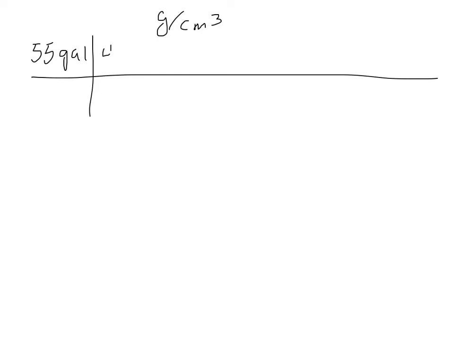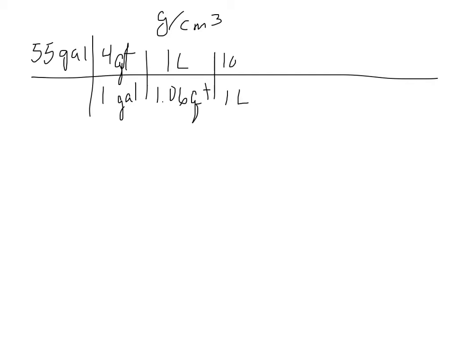So the first several steps here is converting from gallons to centimeters cubed. So we can do this by saying that there are 4 quarts, sorry, that's a Q, in 1 gallon, and there are 1.06 quarts in 1 liter, and then in 1 liter there are 1,000 milliliters, and then in 1 milliliter there is 1 cubic centimeter. So now we have it to cubic centimeters.